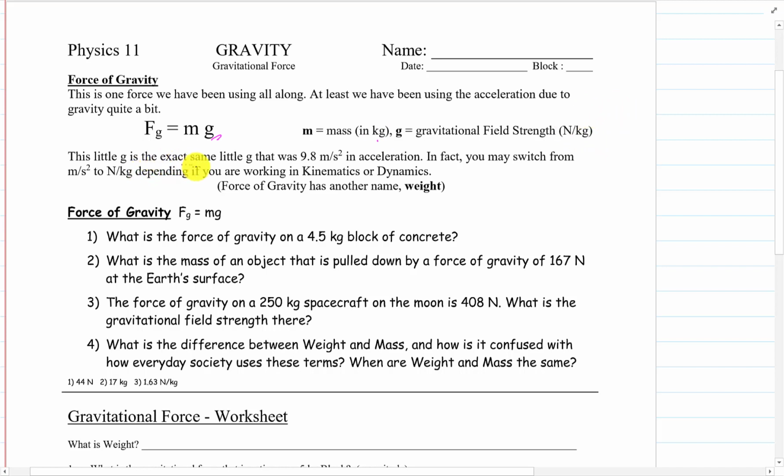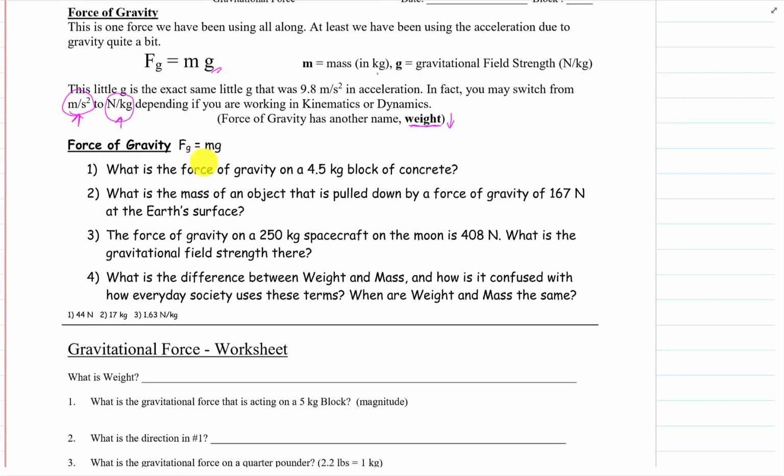The little g is the exact same little g that we've been using in kinematics as 9.8 meters per second squared. In fact, you can switch back and forth between this unit, which is acceleration, and that, which is gravitational field strength. Same thing. This one is for kinematics, and this one's for dynamics that we're in. Force of gravity has another name, weight. We'll get to that down below, but that's a challenging term because we messed this up in English. Force of gravity, Fg equals mg.